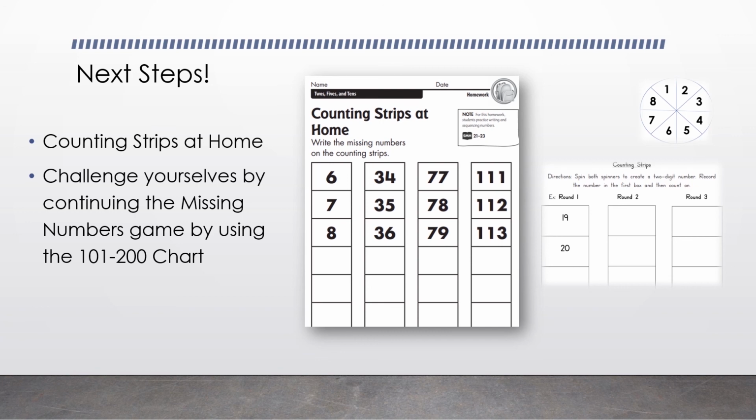So when you are done, here are some next steps. You can play counting strips at home, which is included in your resource packet, or you can challenge yourself by continuing to play the missing numbers game by using the 101 to 200 chart.